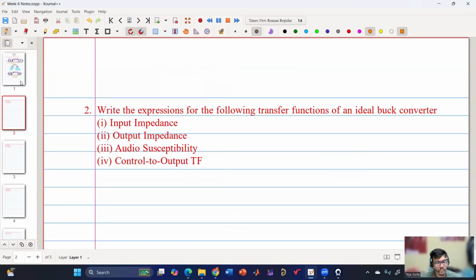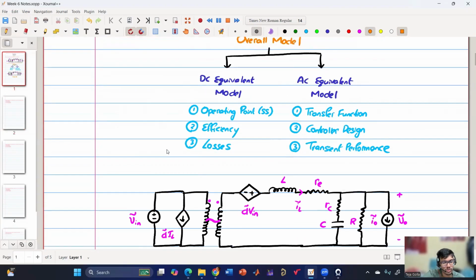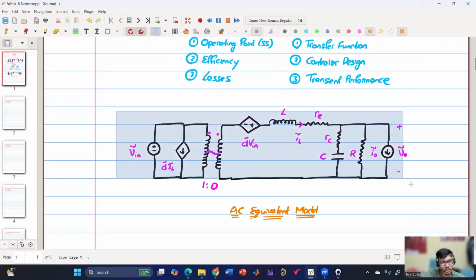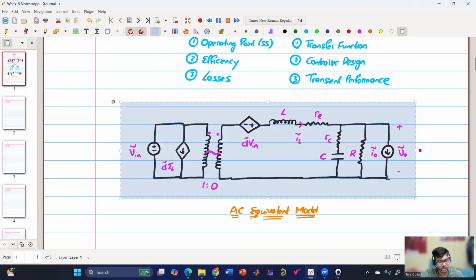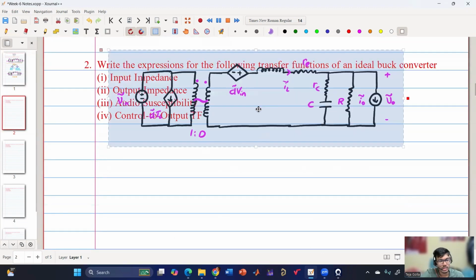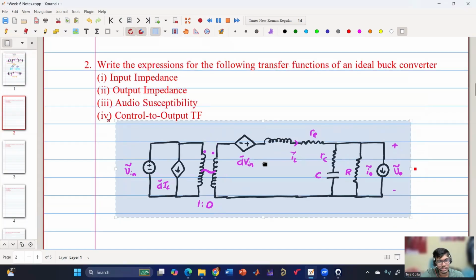Clear, sir. So now I'm asking, write the expressions for the following transfer functions of an ideal buck converter. As I have said, we'll be using the AC equivalent model, so let us just copy what we have obtained. And because I have mentioned the buck converter as ideal, why? Because it makes things simpler.